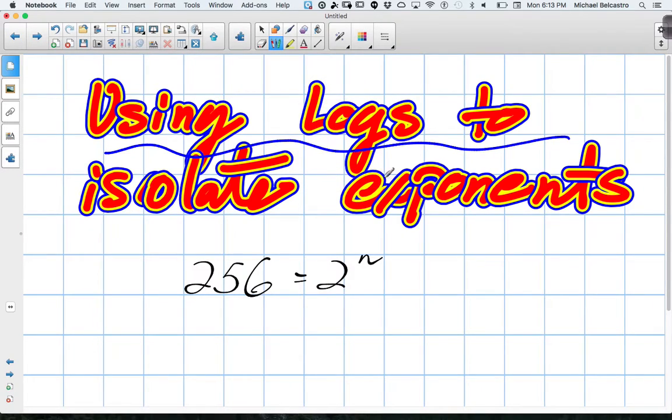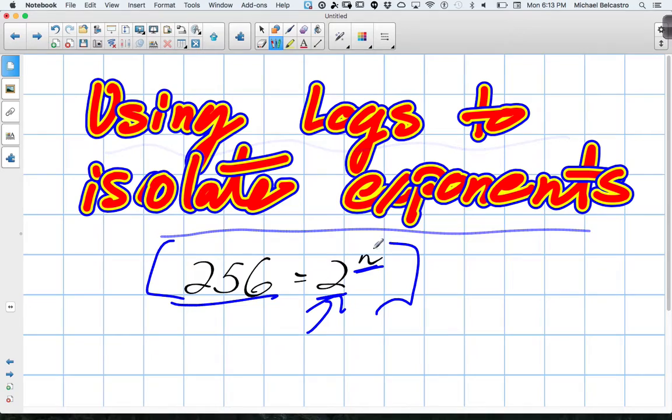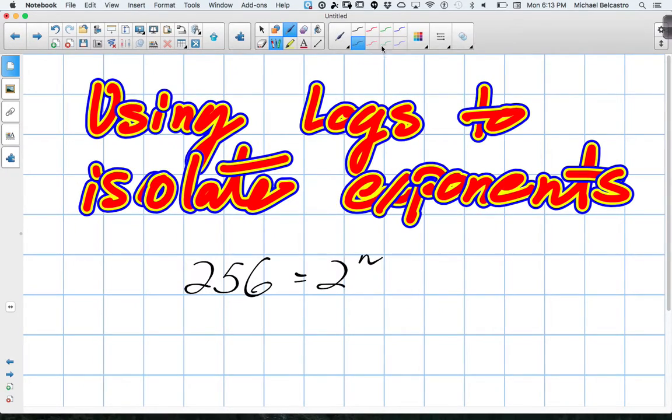Okay, so we're going to use logs to isolate an exponent here. We've been given some base to some power, the base of 2 to some power is equal to 256. What's the exponent? Well, one way you can figure it out is by trial and error, right?